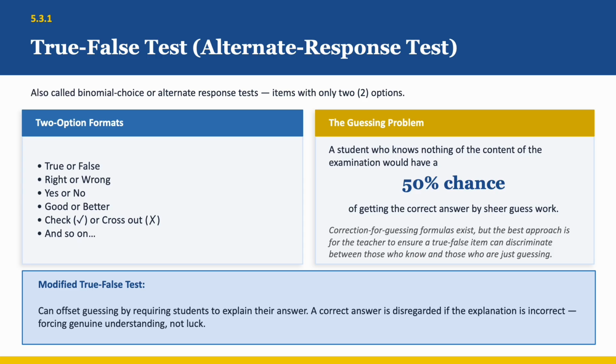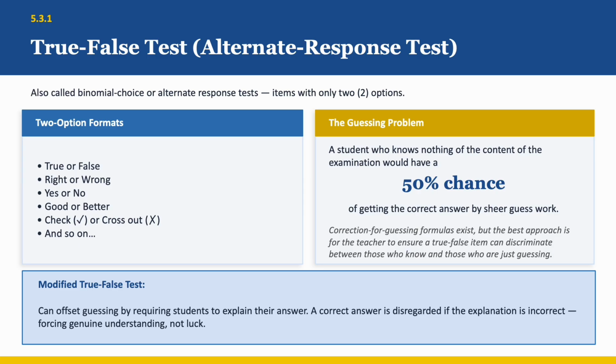So, how do we deal with this? Some teachers use what is called a correction for guessing formula, which penalizes wrong answers. But the material tells us the best solution is to write true or false items that can actually discriminate between students who know the content and those who are just guessing. So, in other words, write them well.